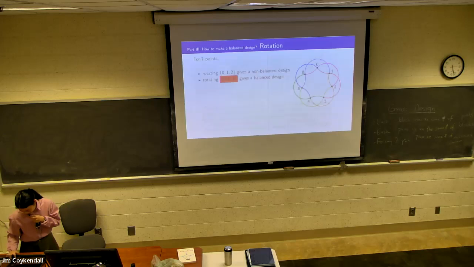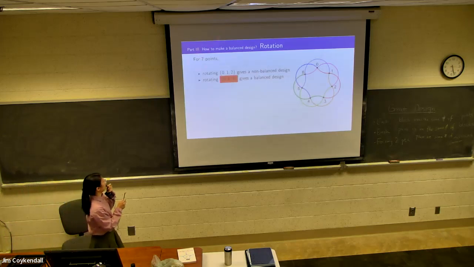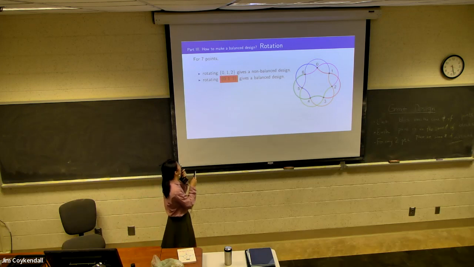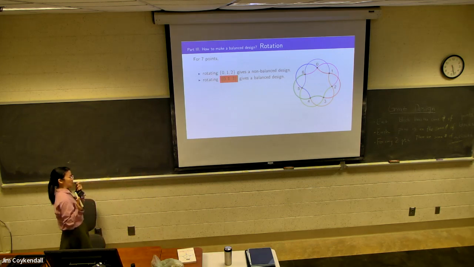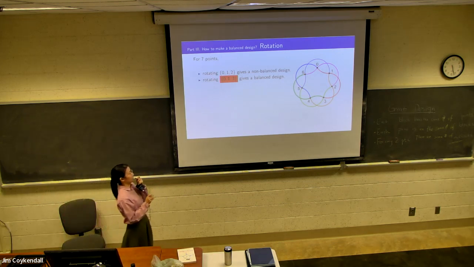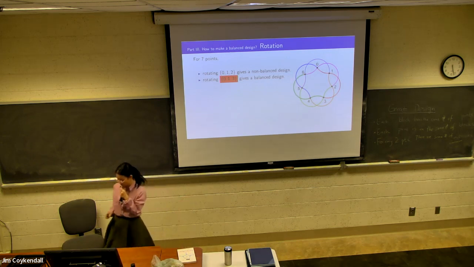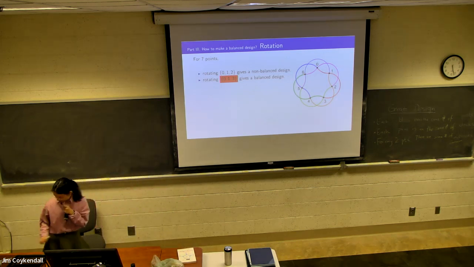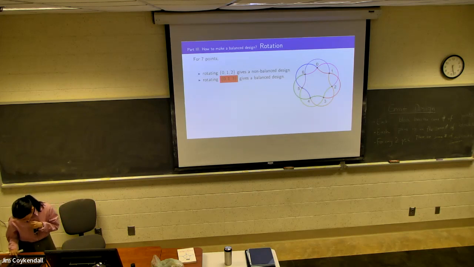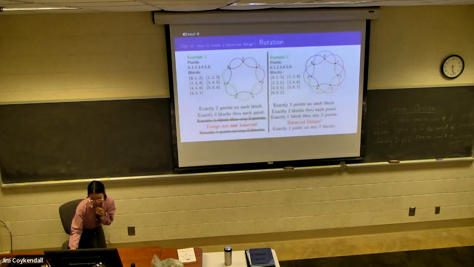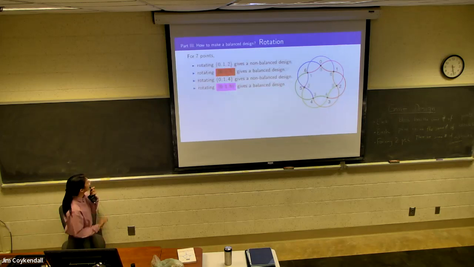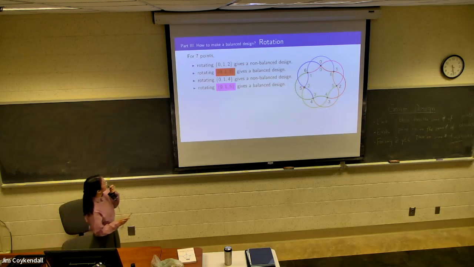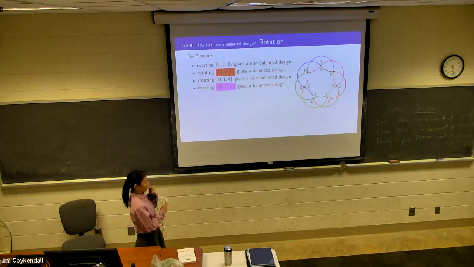Well, let me just have a record. If we start with 7 points, rotating 0, 1, 2 will not get you any balanced design, but rotating 0, 1, 3 will work. That will give you this one. You may keep on trying to see whether there are other blocks that help you to do that. So say 0, 1, 4, it doesn't work. 0, 1, 5, it works, and gives you the same design.